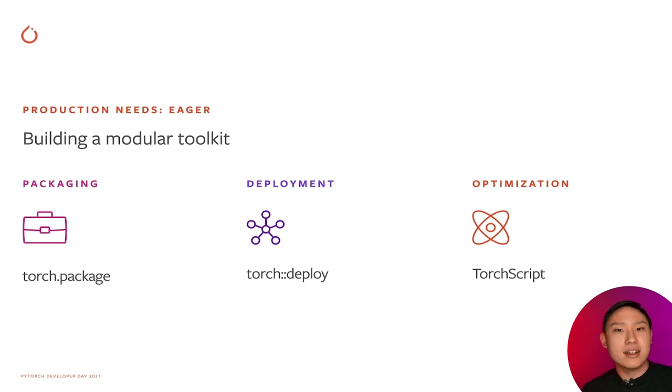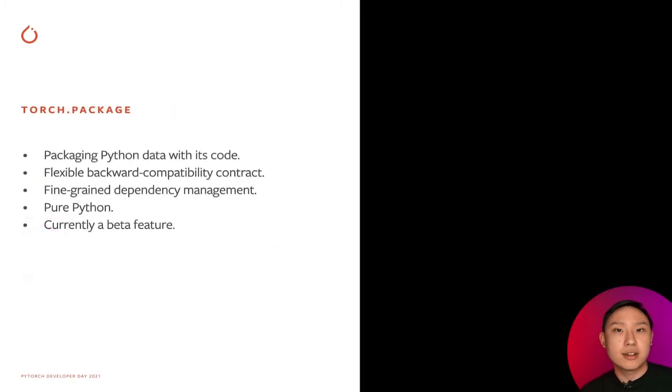As a result, we decided to unbundle these components into a modular toolkit for research to production. So for packaging, we have Torch Package, which is a Python-native packaging format that allows you to take arbitrary Python data and code and put it in a hermetic and reproducible container. We have Torch Deploy, which lets you run an eager process from a variety of production contexts. And for optimization, TorchScript isn't going anywhere. You can still use TorchScript to optimize the parts of your model that you need to.